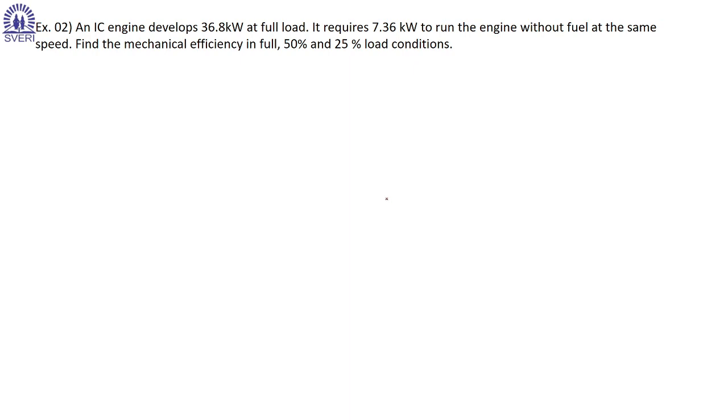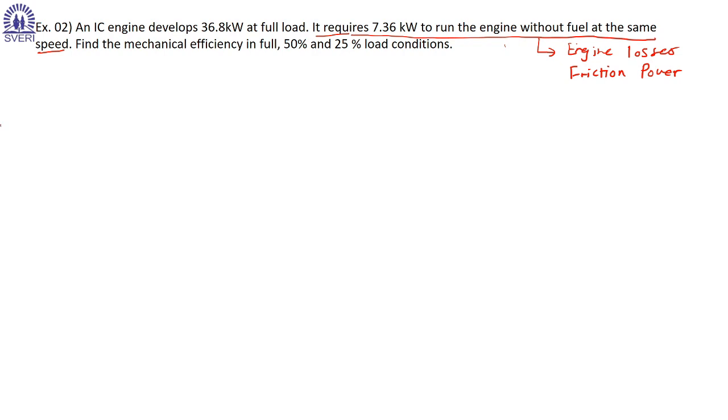The next one says an IC engine develops 36.8 kilowatt at full load. It requires 7.36 kilowatt to run the engine without fuel at the same speed. Find the mechanical efficiency in full load, 50% load and 25% load conditions. Now see, it has a sentence which says it requires 7.36 kilowatt to run the engine without the fuel at the same speed. So this sentence refers to the engine losses, or in general we'll call it friction power.